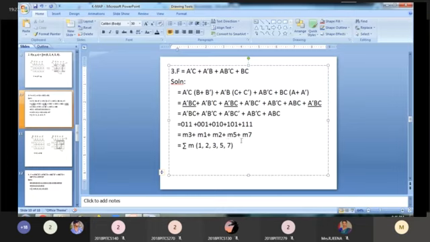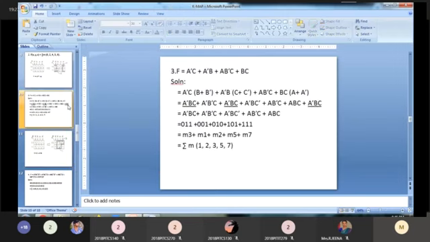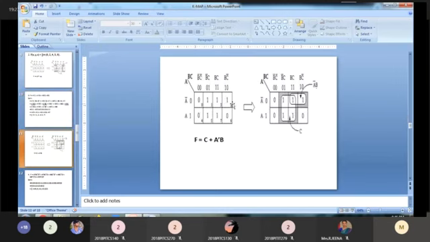By using this position, you have to simplify the expression by using K-map. First, you have to draw the K-map. How many? 1, 2, 3, 5, 7. So 1, 2, 3, 5 and 7 you have to put as 1. Other positions you have to put as 0. How many are possible? This quad is there, right? 4 adjacent ones are there.